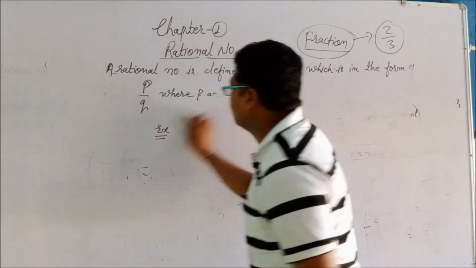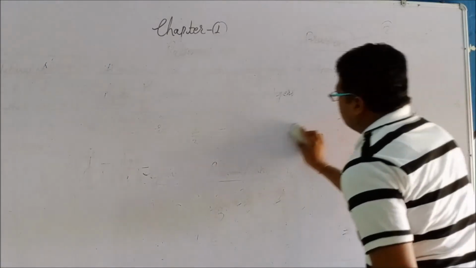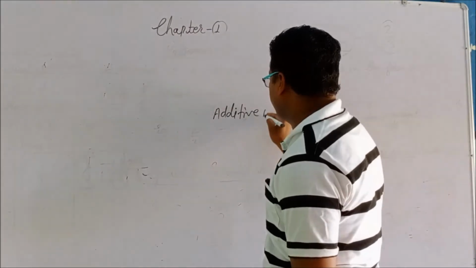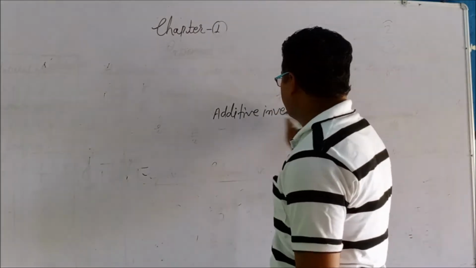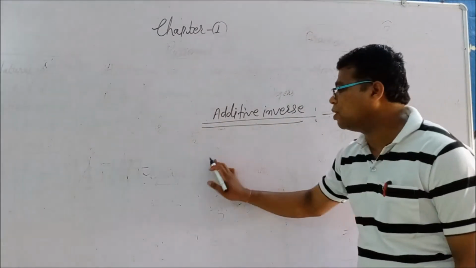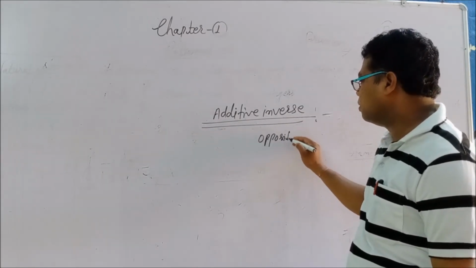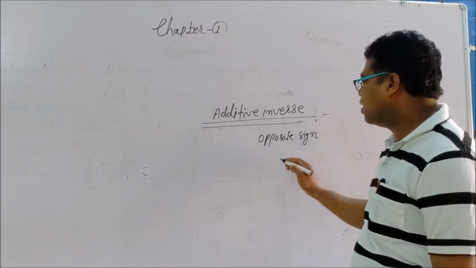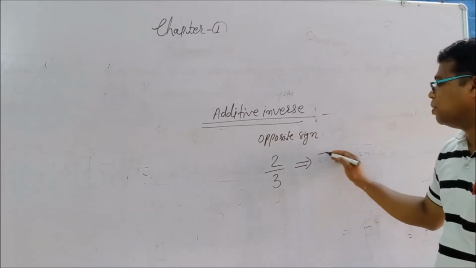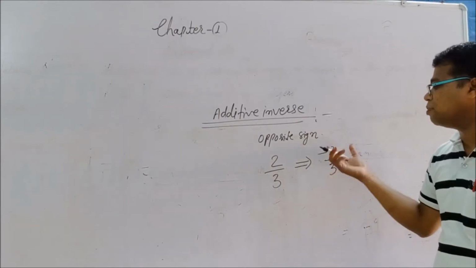See, we will talk about additive inverse. This we have also covered and done for fractions. Same concept, same thing. Additive inverse means the opposite sign. If I say find the additive inverse of 2 upon 3, what will be the answer? The answer will be minus 2 upon 3. What did I say? Opposite sign. 2 upon 3, its negative is minus 2 upon 3.